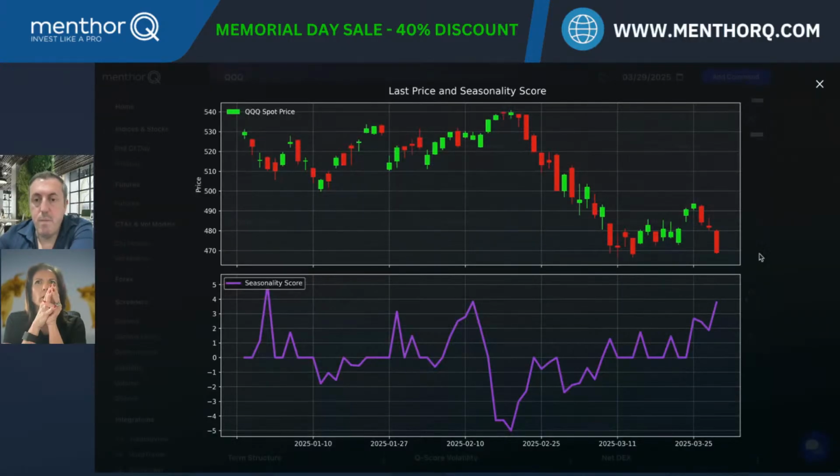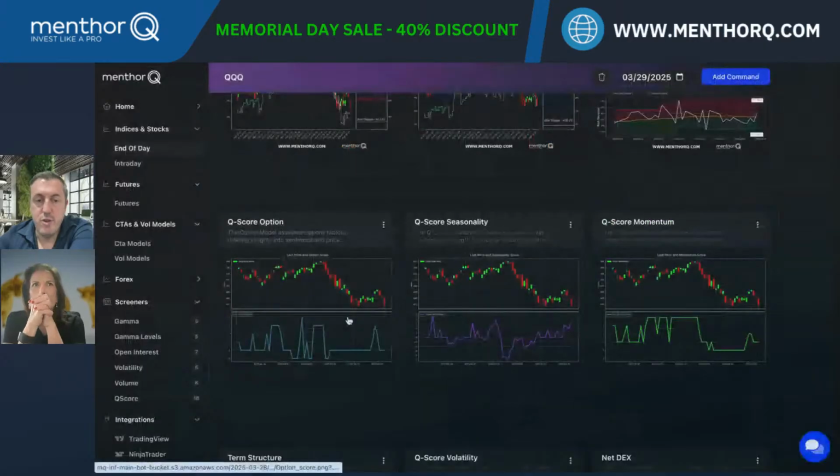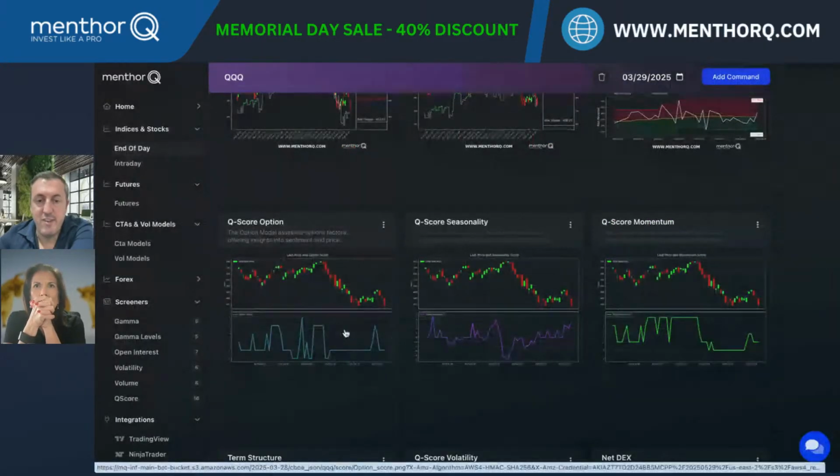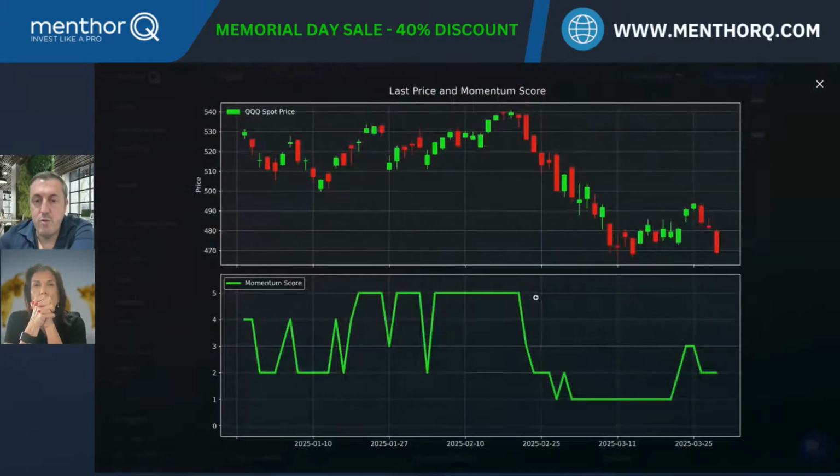And then if you combine those, so you're looking at the option score, you're looking at seasonality, and you're also looking at momentum. Okay, let's say you don't get in at the first move, but even if you get in maybe 2-3 candles after, you're still basically capitalizing on a very strong downtrend.